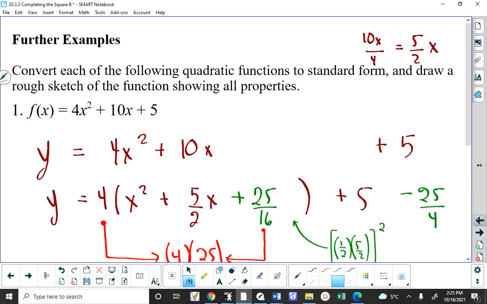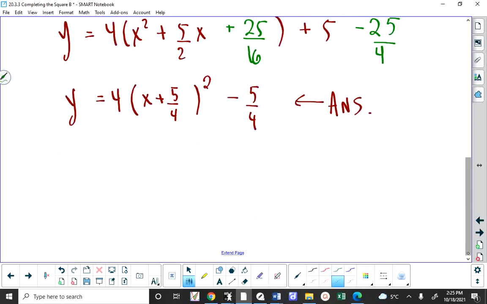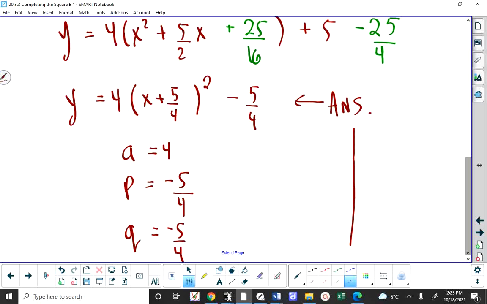So that is a fluke that we end up with A is 4. P is negative 5/4. Of course, P is always the opposite of the sign in with the X in the vertex form. Q also happens to be negative 5/4. So the vertex of this is in quadrant 3 at negative 5/4, negative 5/4. There's nothing wrong, by the way, of figuring out that 5/4 is 1.25 and saying, oh, it's negative 1.25 comma negative 1.25.